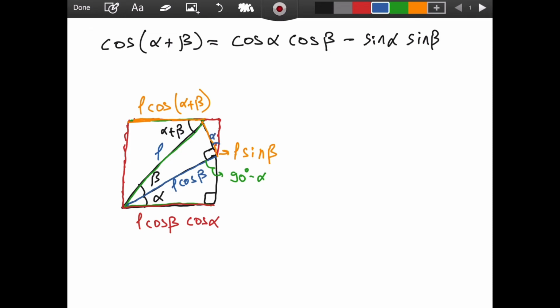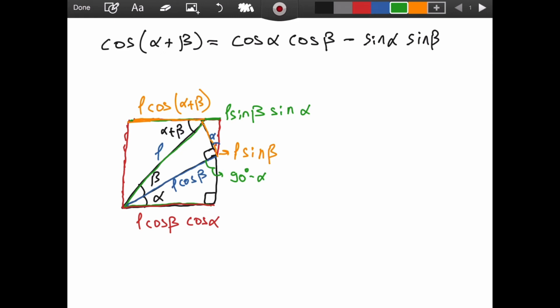And this is very useful because now we get to express this side as well. That side is going to be the hypotenuse, which is L sine of beta times, since it is the opposite side, we put sine of alpha.